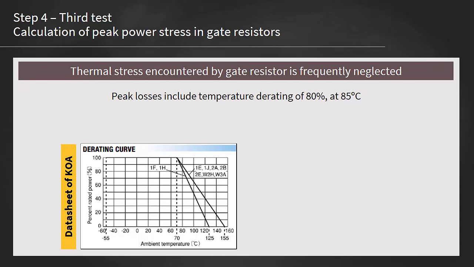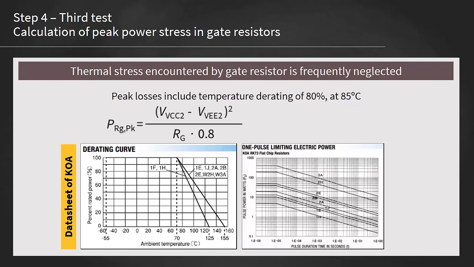The peak power can be calculated based on the gate voltage swing and on the value of the resistor using the following formula. Afterwards, the pulse limit as a function of time can be observed in the datasheet of the selected resistor. This would look similar to the example shown, where the y-axis shows the peak pulse power and the x-axis shows the pulse length. A good approximation for the pulse length can be obtained by multiplying the product between the gate resistor value Rg and the input capacitance CISS of the silicon carbide power device by 5.